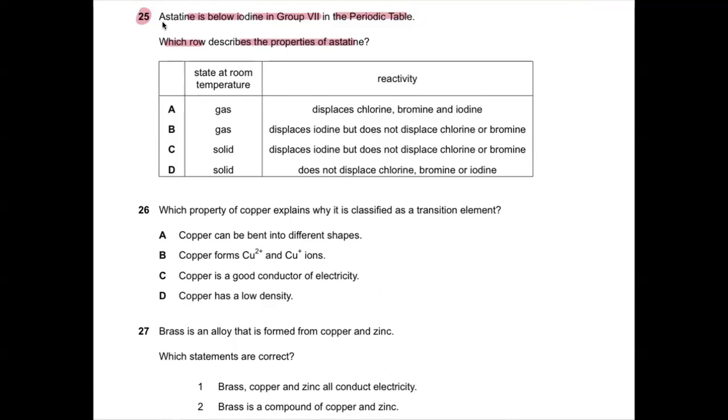If you look at group 7, we have fluorine, chlorine, bromine, iodine, and astatine. These two are gases, this is a liquid, these two are solids. So astatine is going to be solid, so A and B are wrong. It's below iodine, so does it displace iodine? No, it can't displace iodine. It does not displace chlorine, bromine, iodine because it is less reactive. So A, B, and C go wrong, and D is the correct answer. Till here, is this clear to all of you?